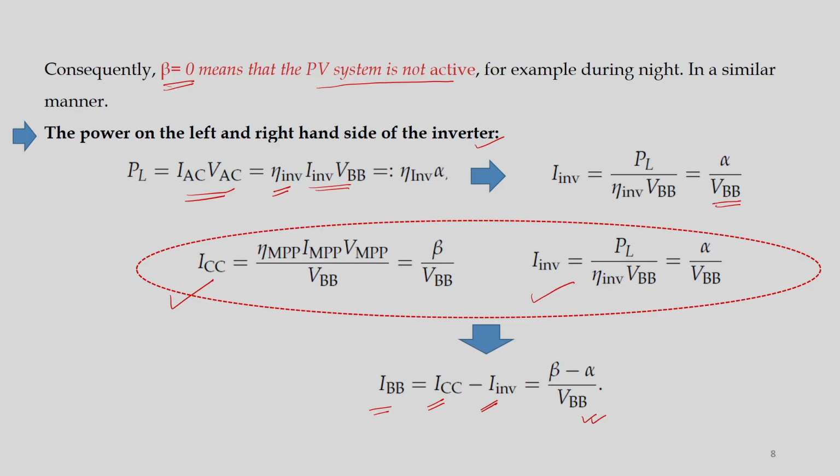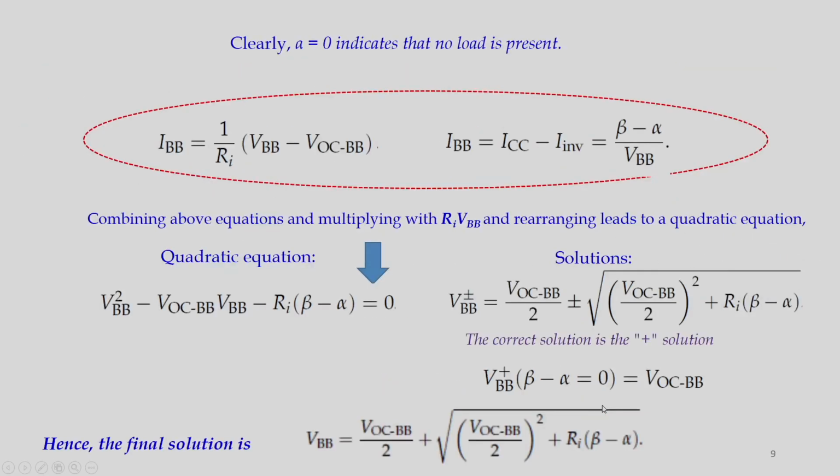So, if we have this information, then what can we do next? It is clearly understood that if alpha is 0, it indicates that no load is present, no load is connected. Then we will have IB something like this, and we also have this expression of IB. Then we can combine these two expressions and develop a quadratic equation.